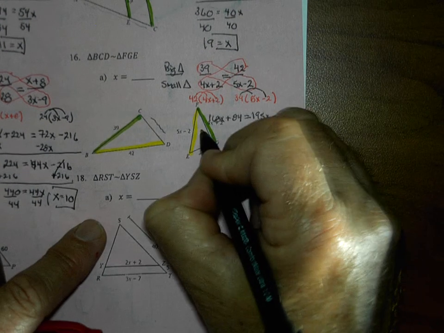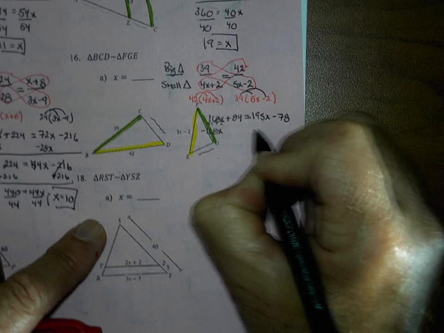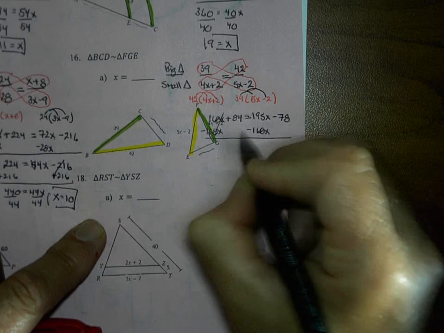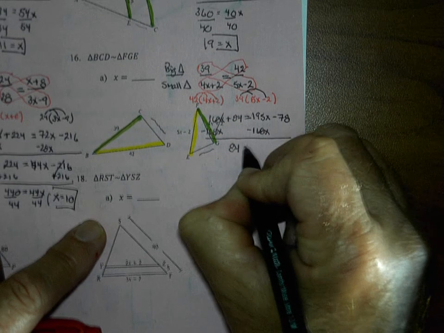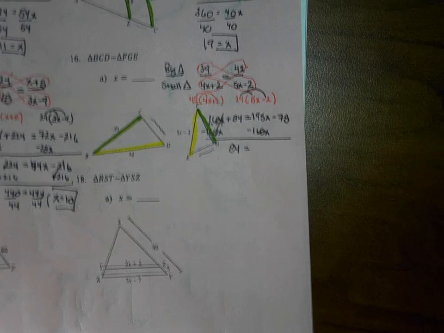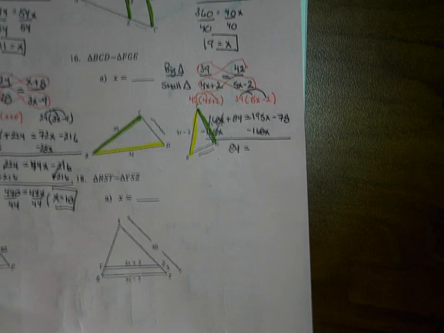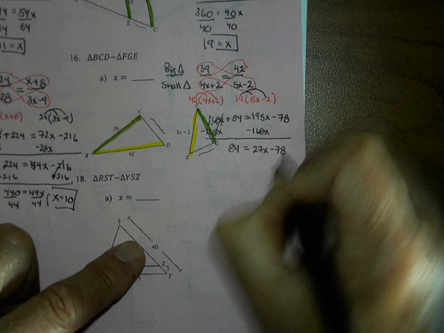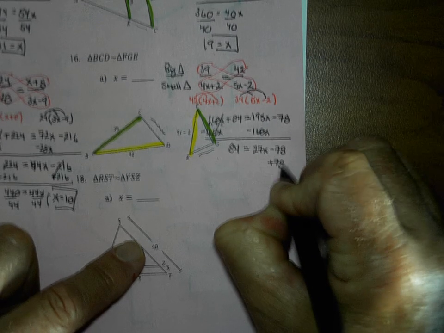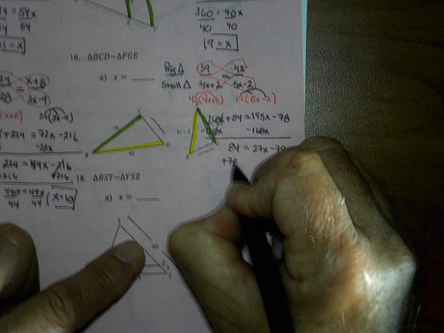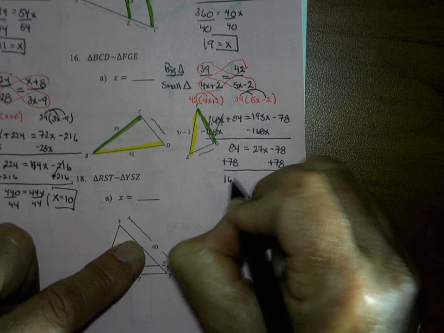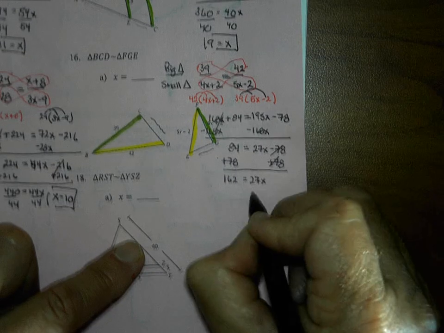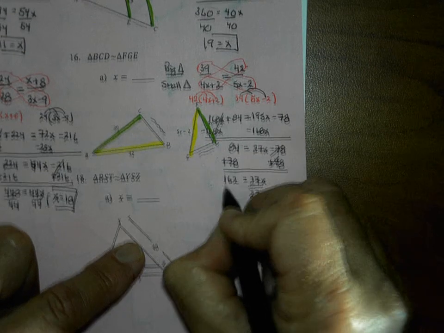So I would subtract 168x from both sides of the equation. That would cancel out the 168x's, and that would make my new equation 84 and then 195x minus 168x is 27x minus 78. Keep solving. Now we're going to add 78 to both sides of the equation. That would give me 162 is equal to 27x. Those 78s will cancel. Divide both sides by 27.